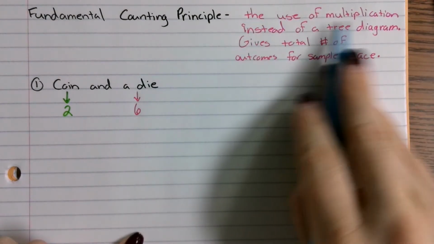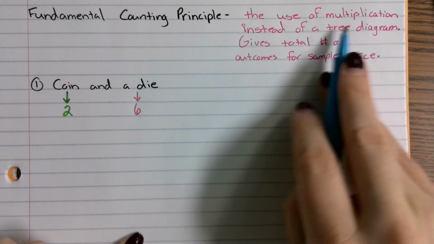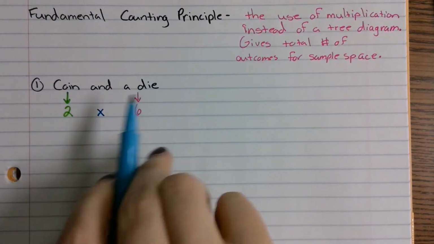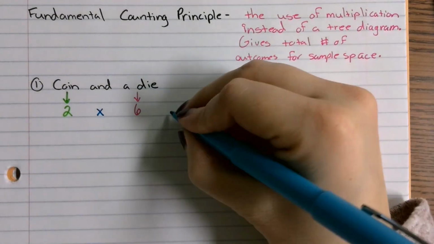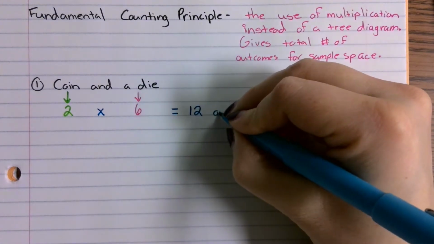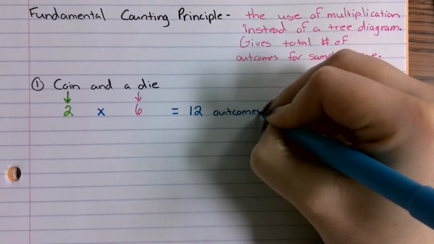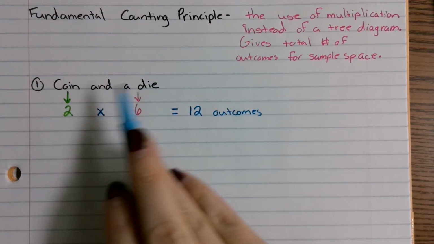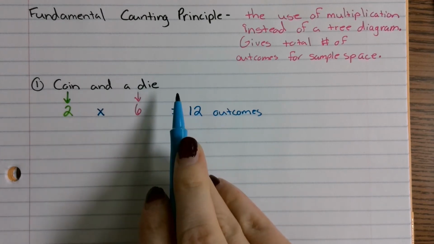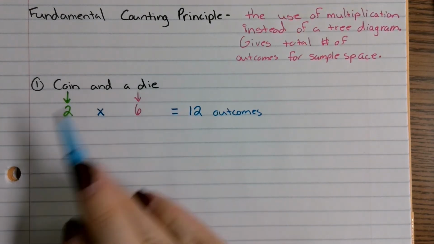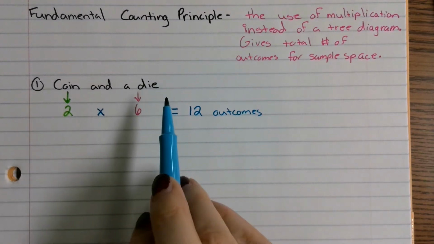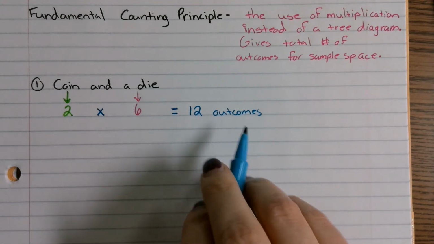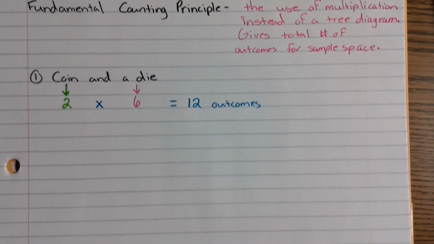I'm going to use, come on guys, wake up. Multiplication. I'm going to use multiplication. So if I am flipping a coin and rolling a die, then I have a total of 12 outcomes in my sample space, which makes sense. Heads 1, heads 2, heads 3, heads 4, heads 5, heads 6. Tails 1, tails 2, tails 3, tails 4, tails 5, tails 6. That's 12 total outcomes. Doesn't tell me what the outcomes are, but at least I know what the probability is based out of.